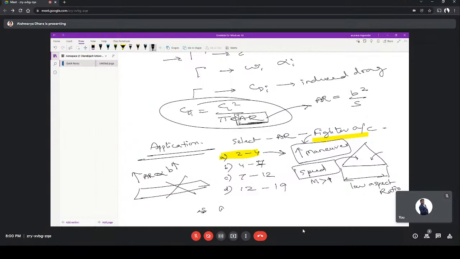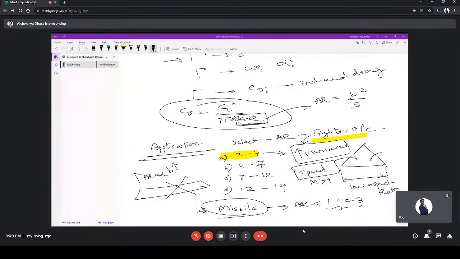If they ask the same question for missiles, like if you have to design a missile, what should be the aspect ratio? It has to be less than 1. Sometimes even 0.3. It ranges between 1 and 0.3. Missiles, if you have seen rockets, are around less than 1 to 1.3. Okay, I hope you got the idea.